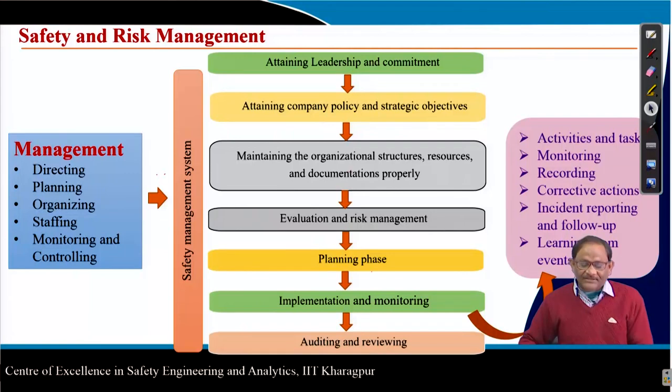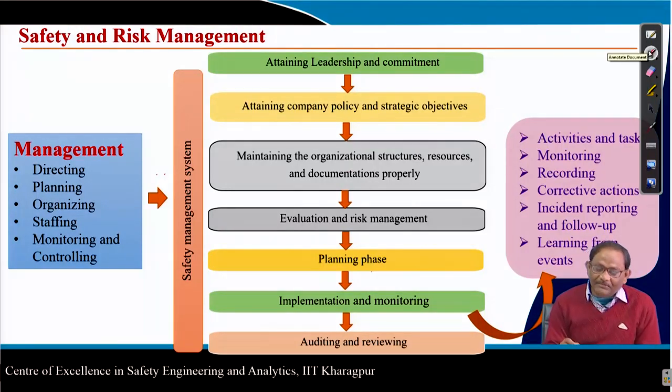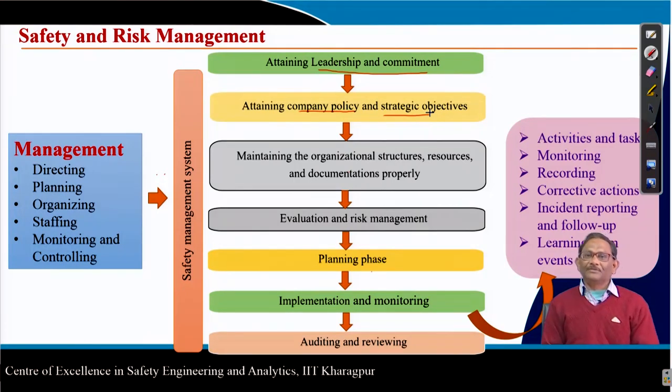So these functions are further broken down from the safety management system point of view, and here we are talking about elements like leadership and commitment. Then an able, committed leader develops the company policy and strategic objectives so that prevention of accident or incident is possible, as well as mitigation of losses. Based on the company policies and objectives, there will be organizational structure, resourcing, and obviously operating procedures and other policy documentation. All those things also require evaluation of the hazard in terms of risk, and proper risk management will be in place.